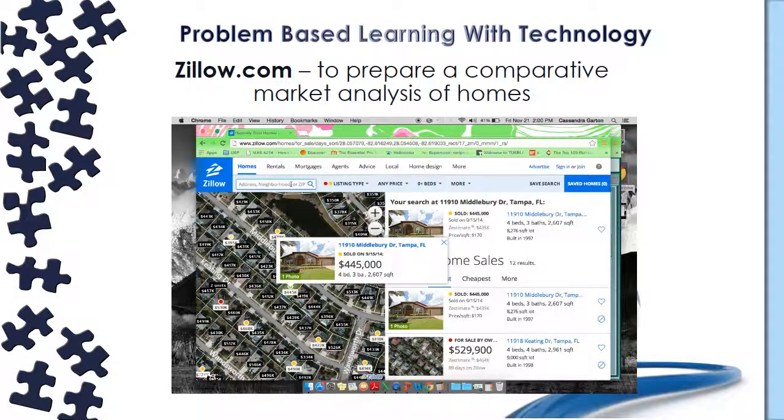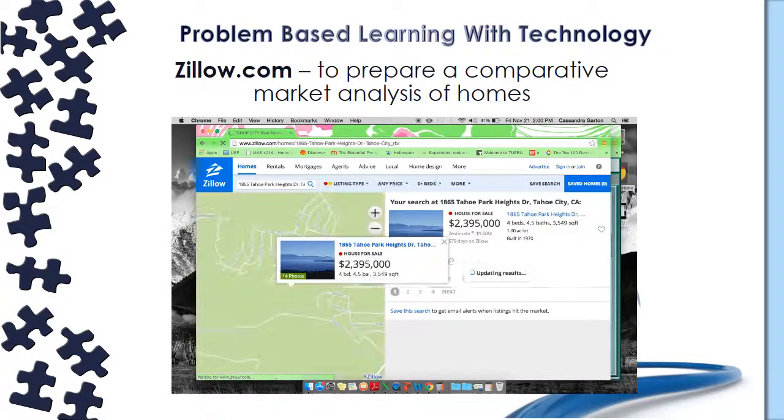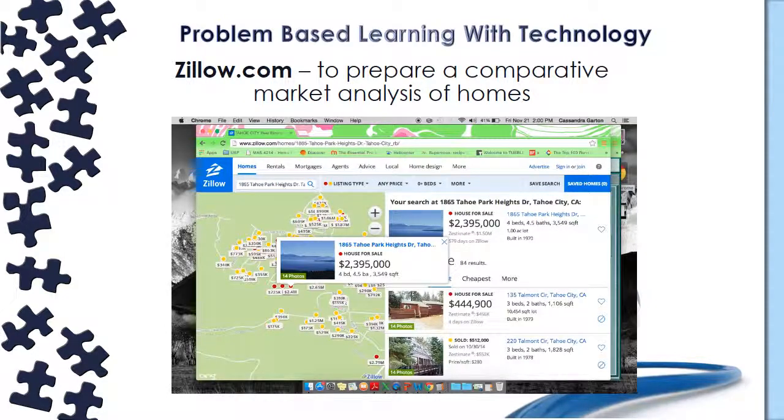So the address that I have previously found is 1865 Tahoe Park Heights Drive in Tahoe City. This is located in California, so students can stay in Florida, they can go outside of Florida, they can even go to a different country. So as we can see, this house is for sale, and we're going to take note of the square footage of this house. So students are going to come up with a second PX equals Q equation using the X that they previously found and this new P.